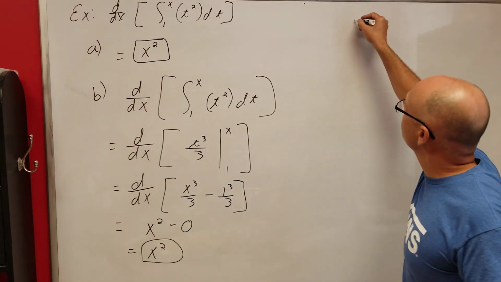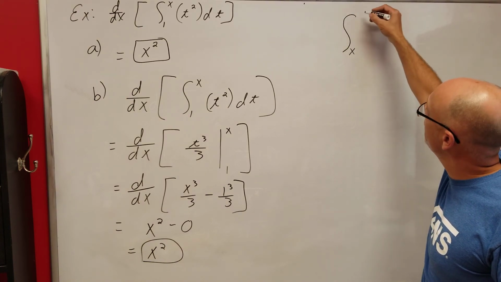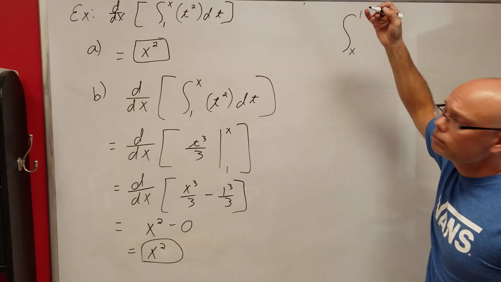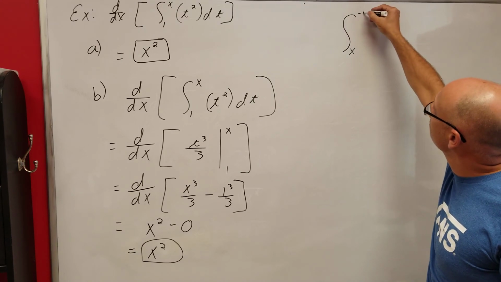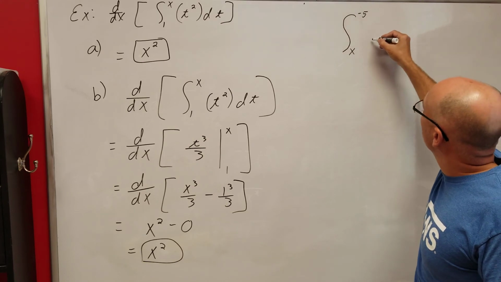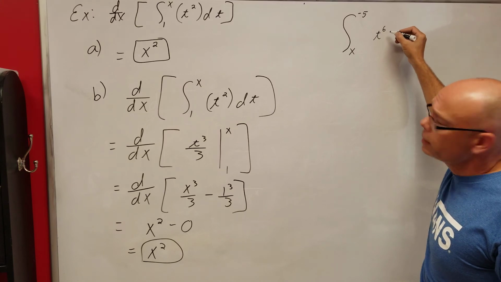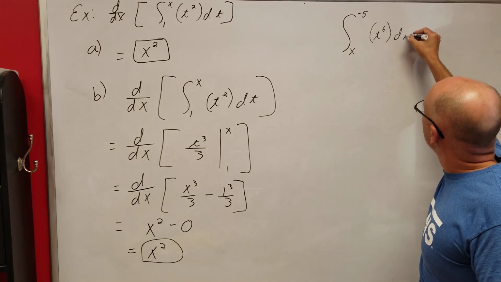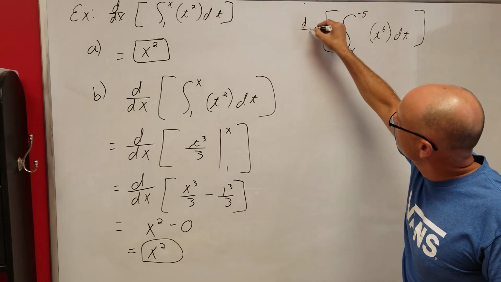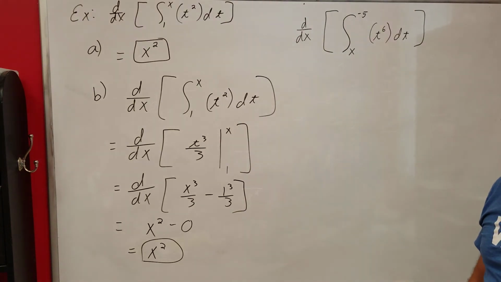Now, what if you had an example that said, do this? Let's say we had x to, say, 1, or I'll tell you what, let's just take -5. The integral from x to -5 of t to the 6 dt, and I want to take the derivative with respect to x of that. And I want to use the fundamental theorem of calculus part 2.